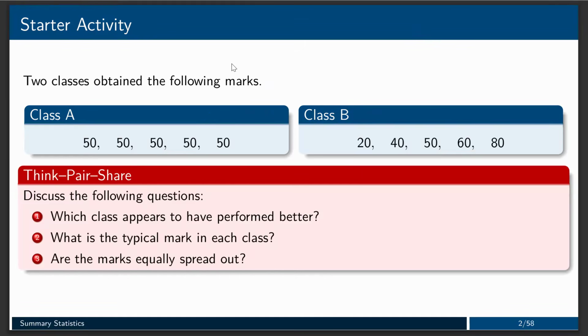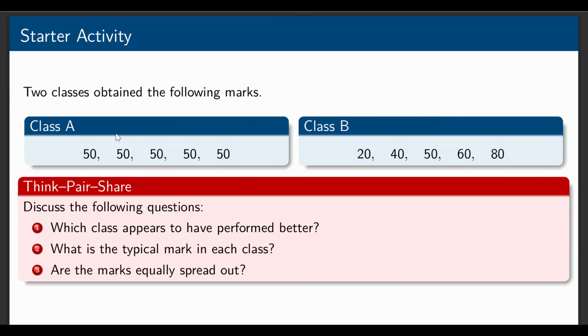Let's look at this activity. Two classes obtained the following marks. Class A had 5 students scoring 50 points each. Class B had its 5 students scoring 20, 40, 50, 60, and 80. So each student had a different score. Now, discuss the following questions.